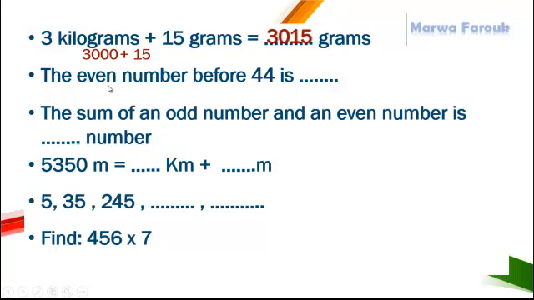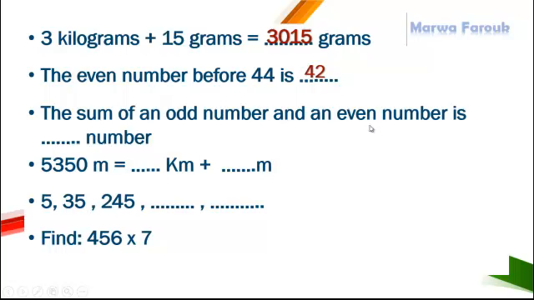Next one, the even number before 44. We said that before 44 we have 43. But 43 is not an even number, it's an odd number. So we are going to take the number that is before 43, which is 42, and it's an even number. The sum of an odd number and an even number is what number?